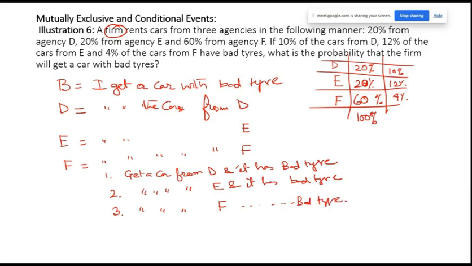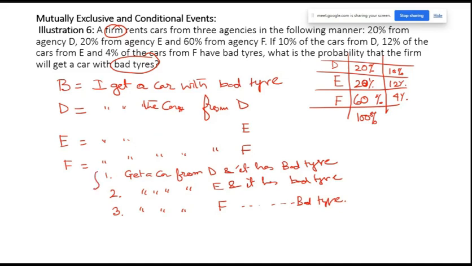You may ask me why, sir, you are concerned with the bad tire. Why are you not telling about the good tire? You may get a good tire also. I am concerned with the bad tire because of the question: what is the probability that I will get a car with a bad tire? That probability I am concerned with. I am not concerned about the probability of a safe and sound journey without any hiccup. I am only concerned with the bad tire problem. That's why I have written down bad tire. Is it clear?